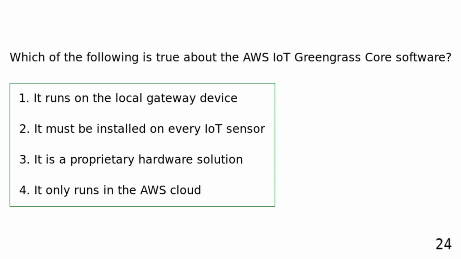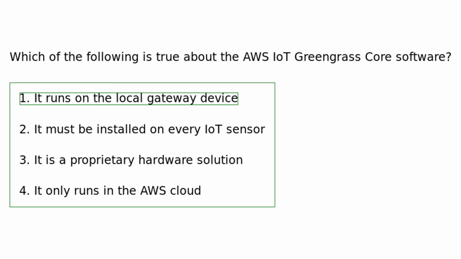Which of the following is true about the AWS IoT Greengrass core software? It runs on the local gateway device. It must be installed on every IoT sensor. It is a proprietary hardware solution. It only runs in the AWS cloud. The AWS IoT Greengrass core software runs on a local gateway device, acting as the brain of the local IoT system and managing communication between local devices and the cloud.